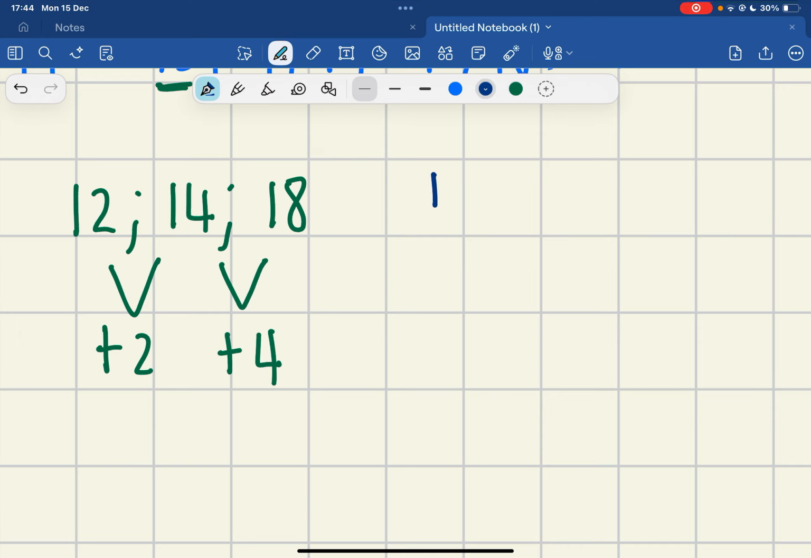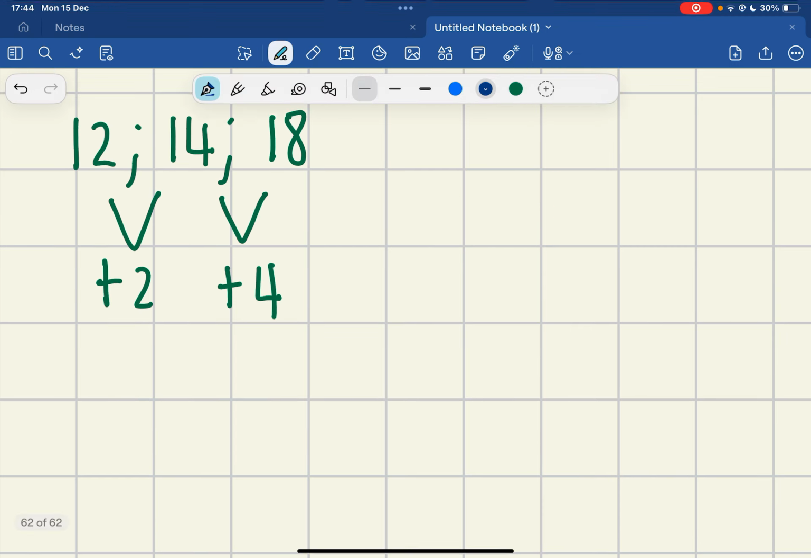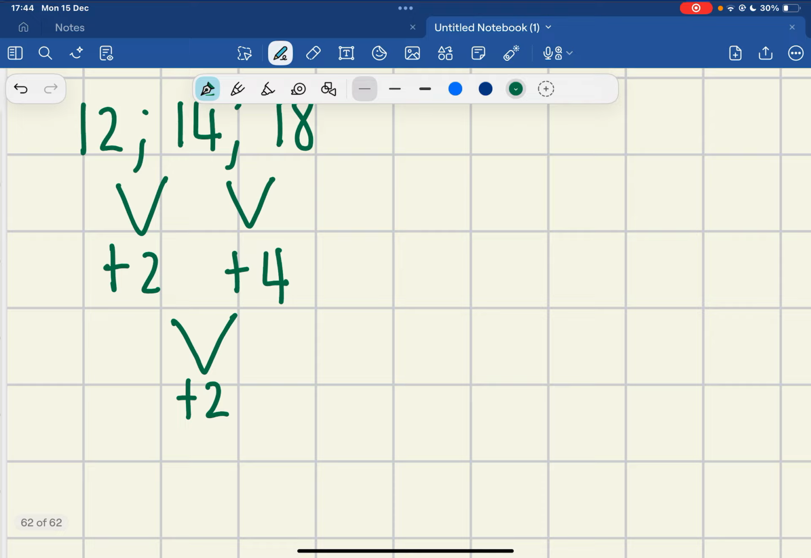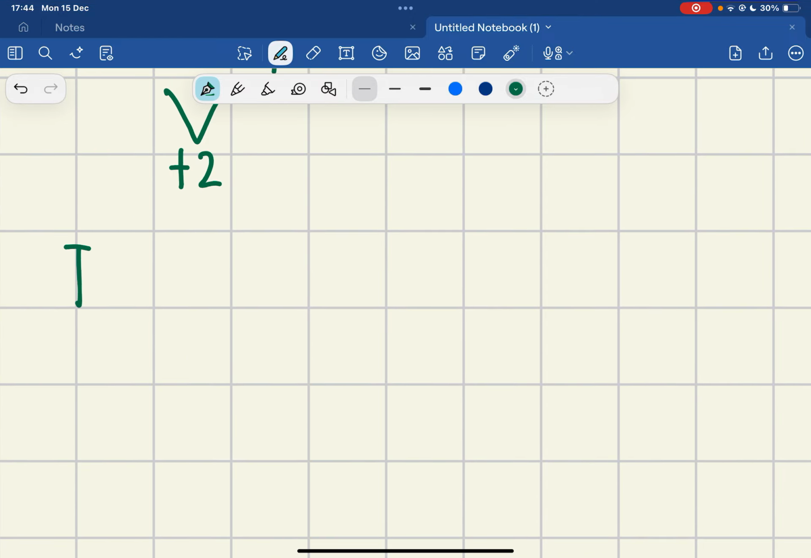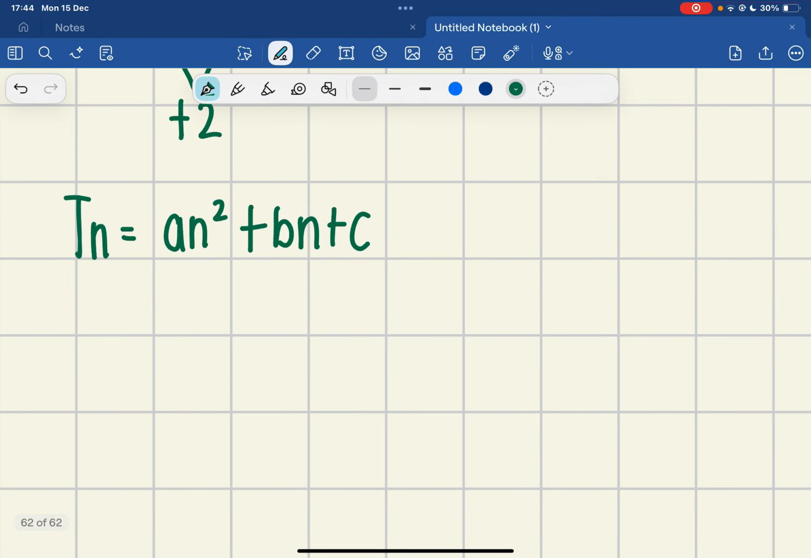Would you say it's geometric? Remember, geometric has to have a proper common ratio, and the common ratio has to be equal. So this is not equal to this. So therefore we could see we have a quadratic on our hands, boys and girls, because from here to here I'm adding 2. So let's quickly get it into our general form. The general form for a quadratic is an squared plus bn plus c. To get our formula, 2a is always equal to the second difference. So 2a is equal to 2, a is equal to 1.